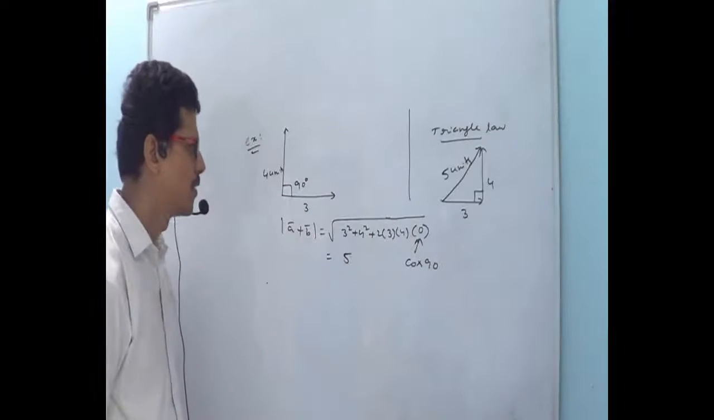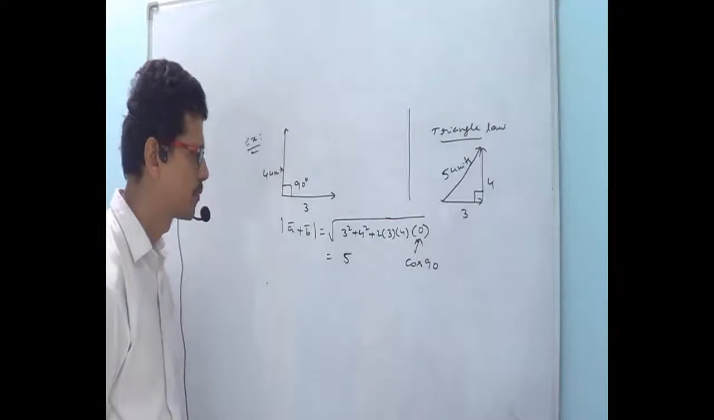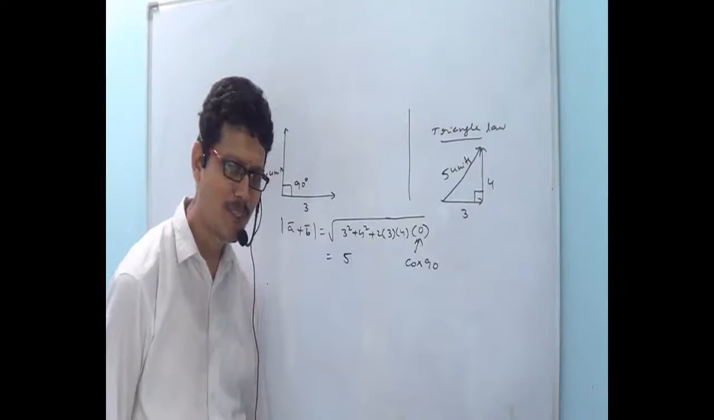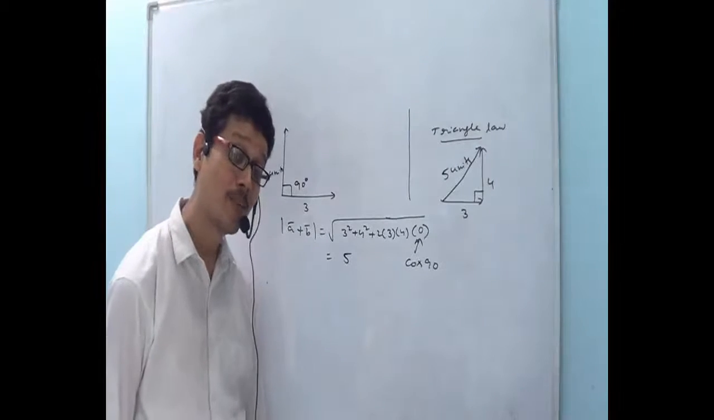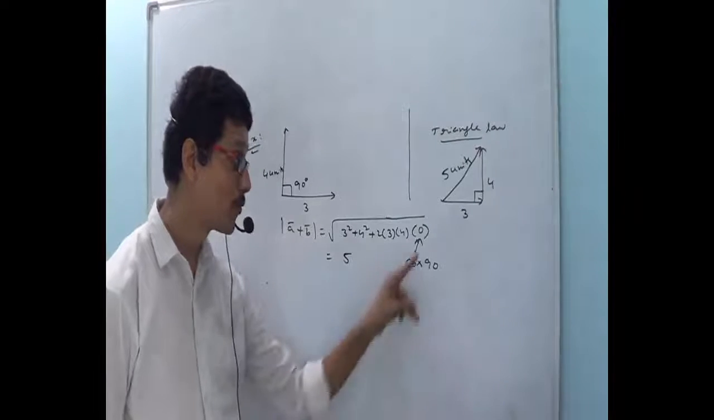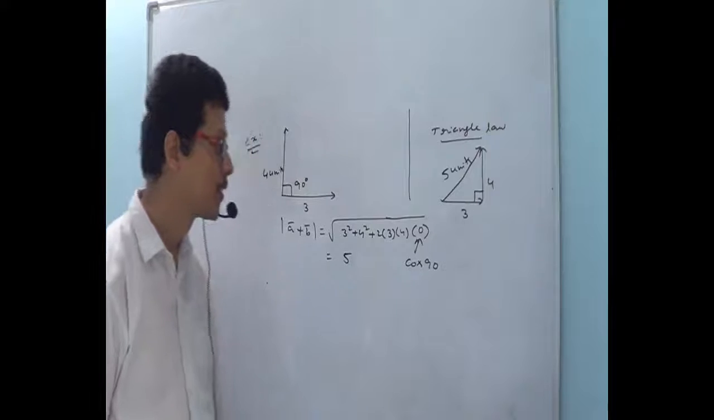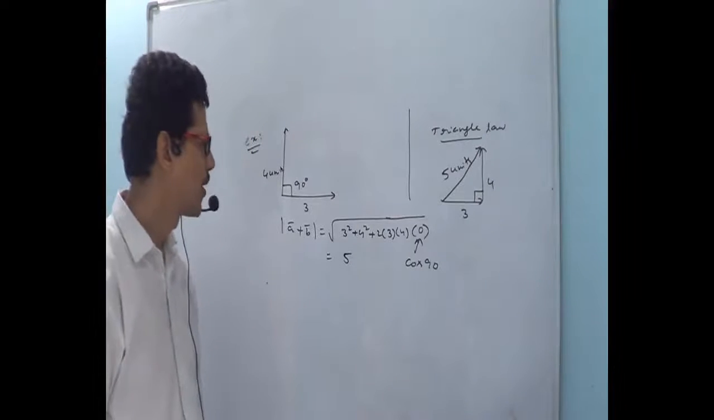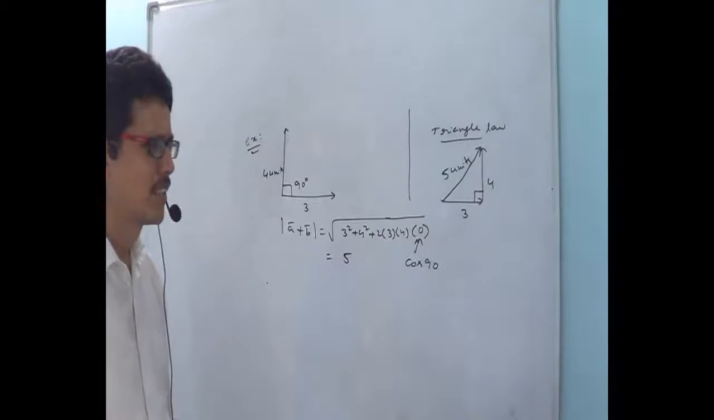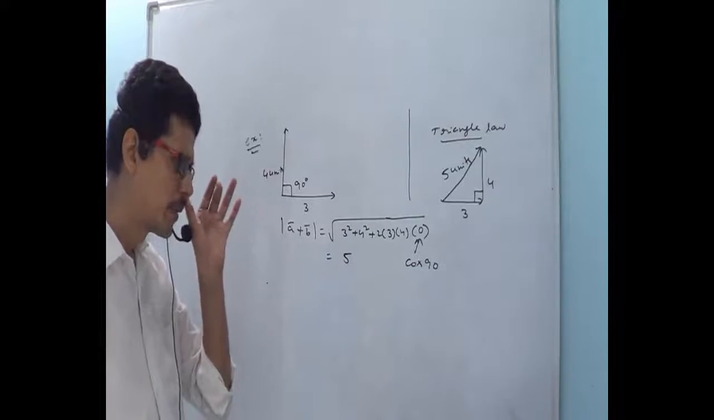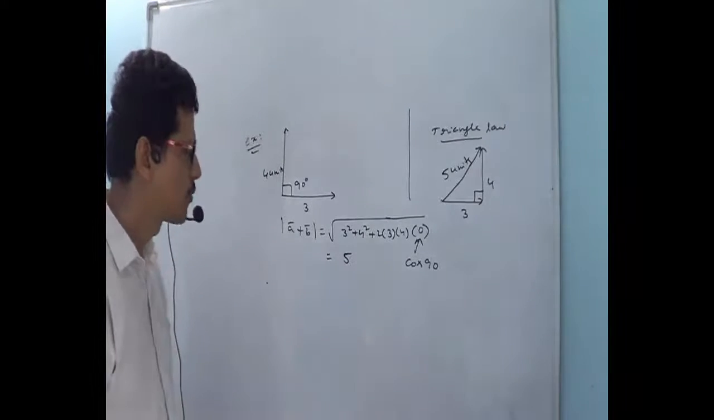What is the sum of these two vectors? It is not 4 plus 3. When will it be 4 plus 3? If you get cos 0, and cos 0 is 1. Okay. Shall we go for the next one?